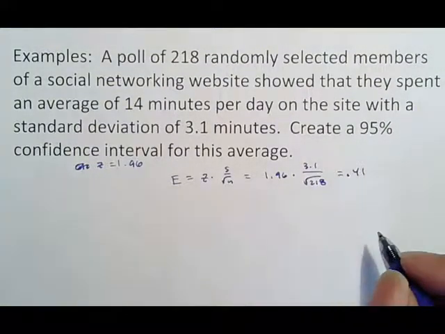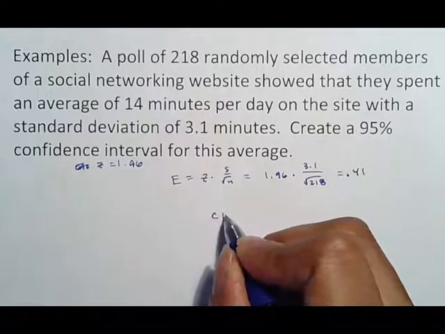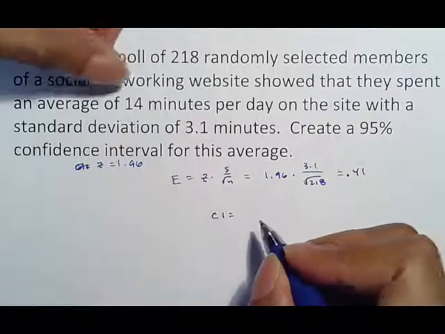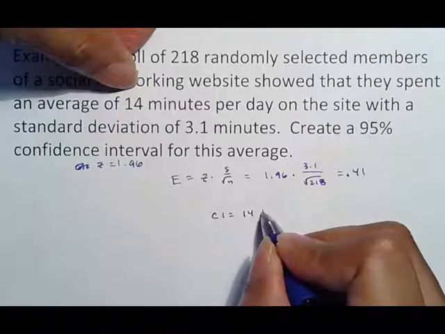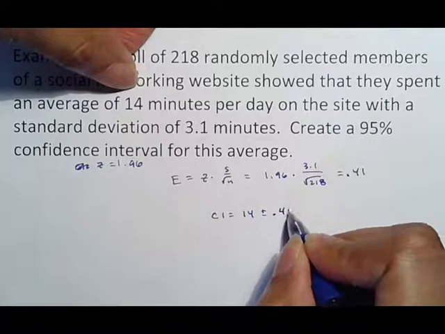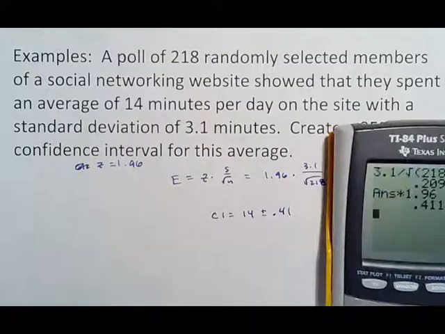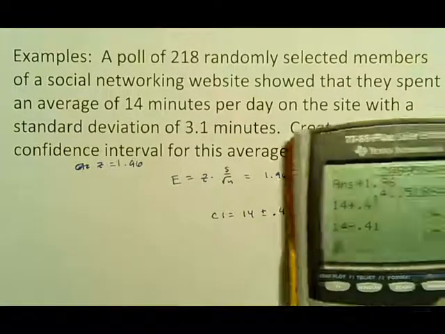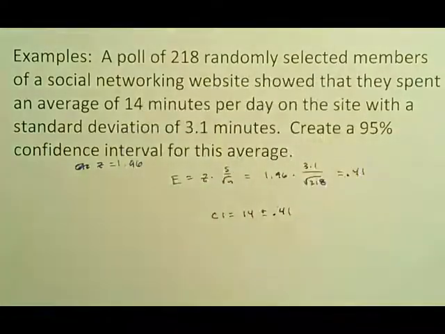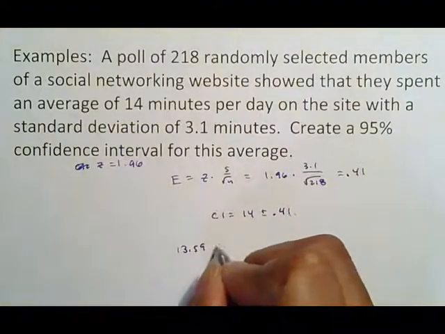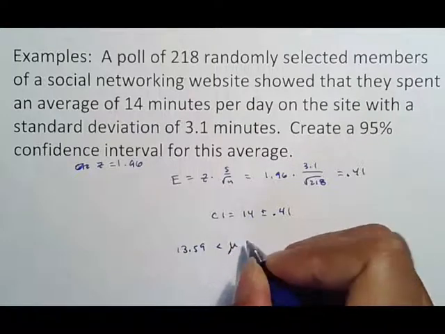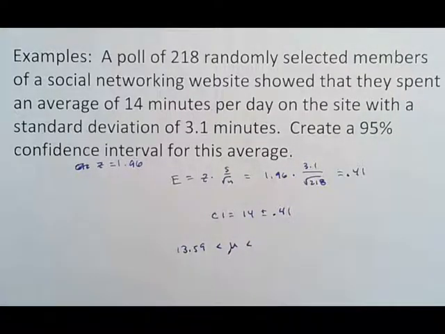And then your actual confidence interval is whatever your mean is, which is 14, plus or minus that number. And so what you will see is, after we do this, sorry, minus first, what you will see is 13.59 less than mu, which is less than 14.41.